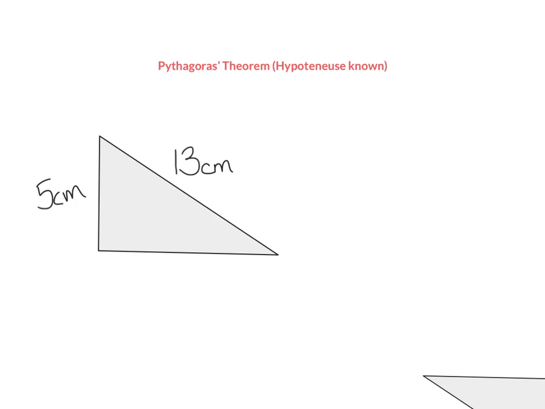Last day you were learning how to find the hypotenuse. This time we're going to find one of the other lengths if we know what the hypotenuse already is.